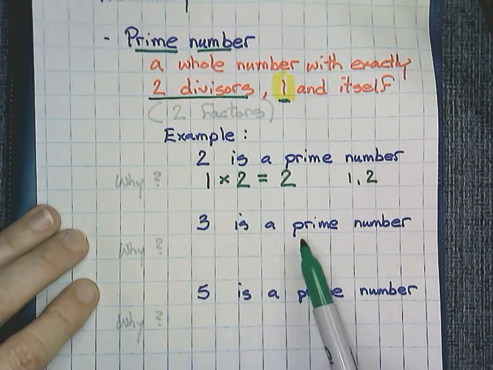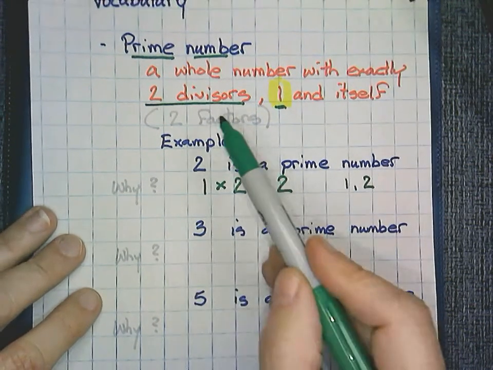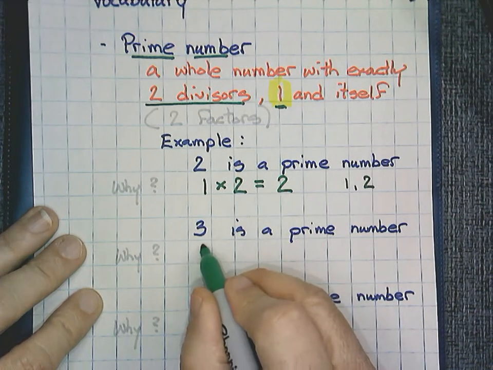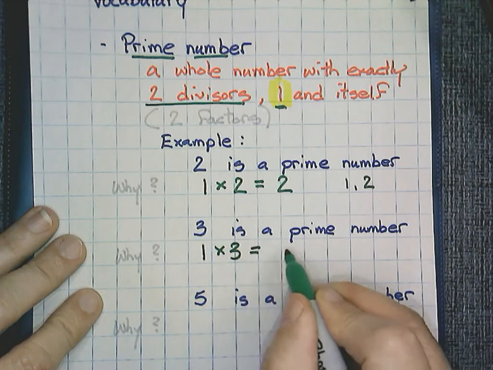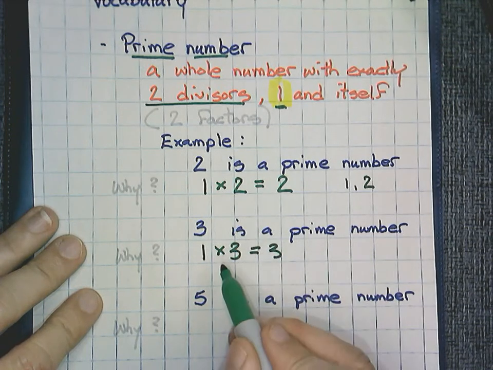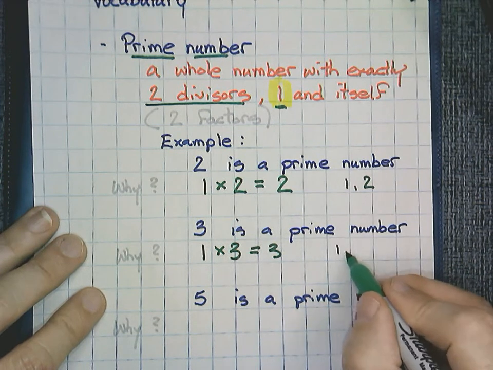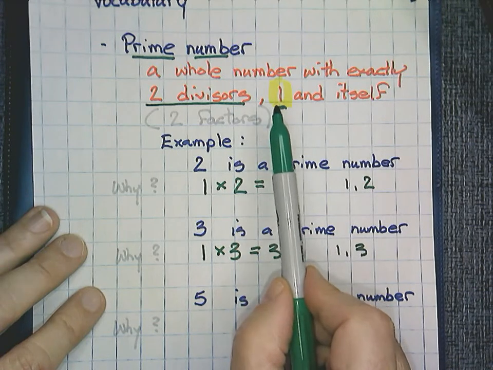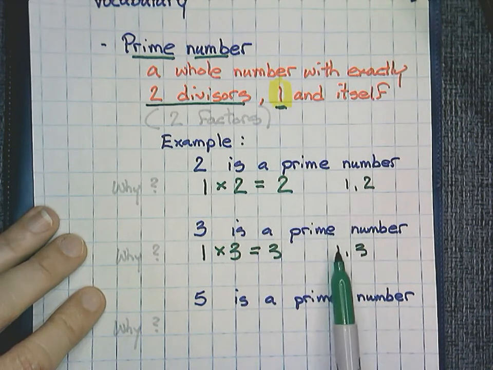3 is also a prime number. Why? Well, our definition says that it has to be 2 factors. And the only way to get 3 is 1 times 3. If I listed those factors, I would list them as 1 and 3. Remember, back to our definition, one of those factors has to be 1, and you can see that here.